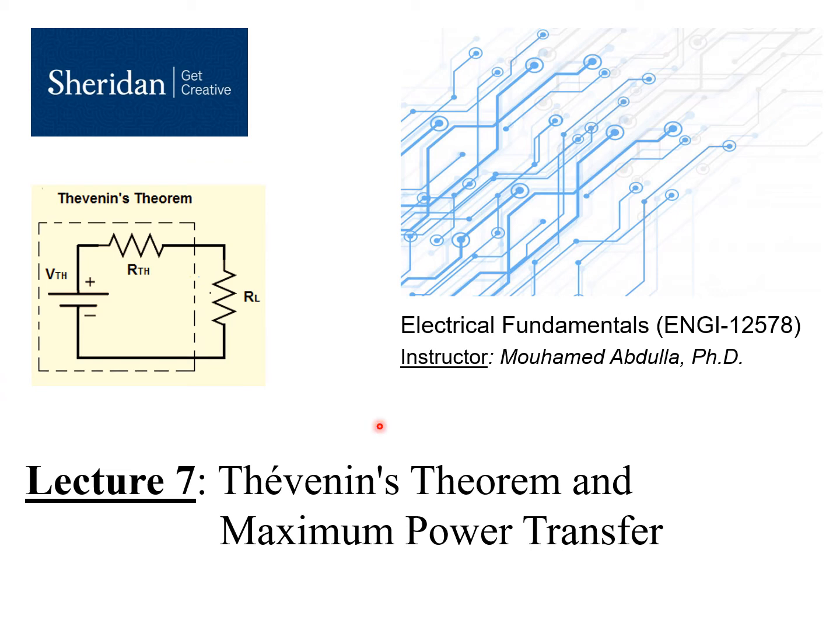In Lecture 7 of Electrical Fundamentals, we will focus on Thevenin's theorem. We will precisely determine two critical values of Thevenin's theorem, VTH and RTH, Thevenin's voltage and Thevenin's resistance. And we will also look at the topic of how we measure the total resistance between two pairs of nodes in a resistive network.